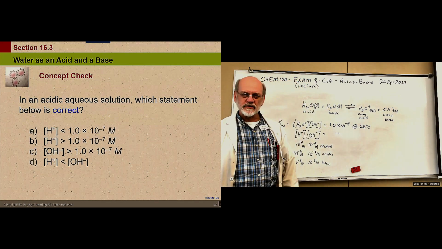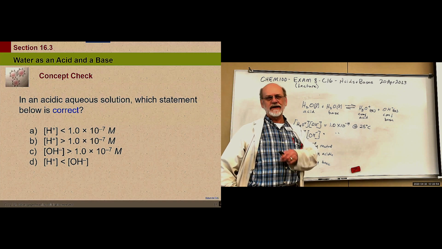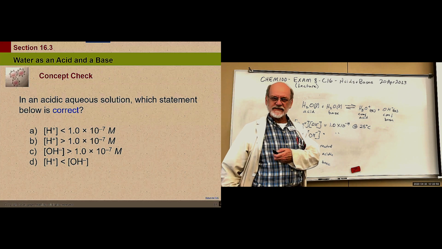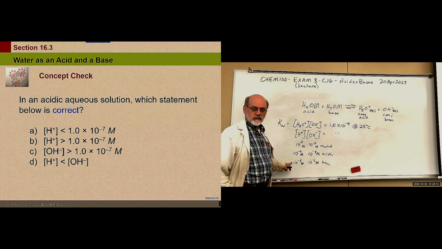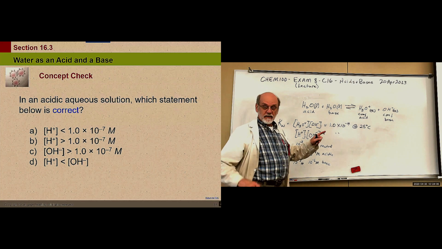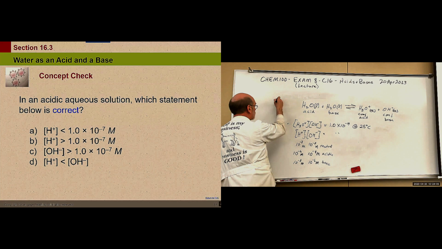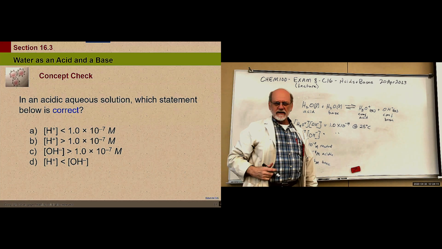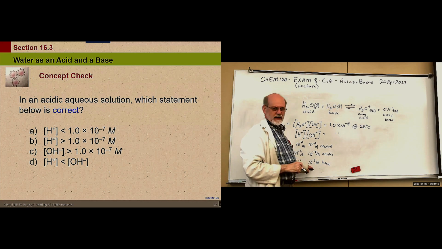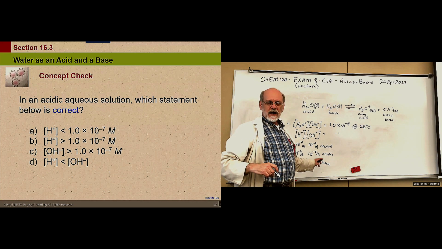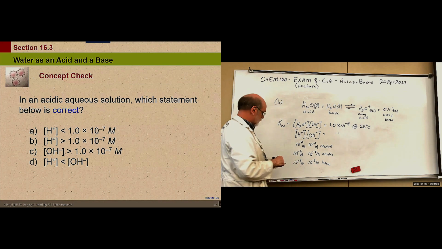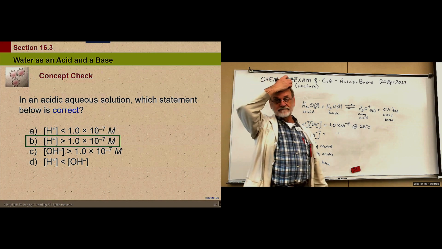So in an acidic solution, which of the following statements is correct? Well, let's see. For an acidic solution, hydrogen ions less than 10 to the minus 7? No, that would be basic, wouldn't it? Hydrogen ions greater than 10 to the minus 7? Yeah, B is correct. How about hydroxyls greater than 10 to the minus 7? No, that would be basic. Hydrogen ions less than hydroxyls, that would also be basic, right? So the only one that's true is B.